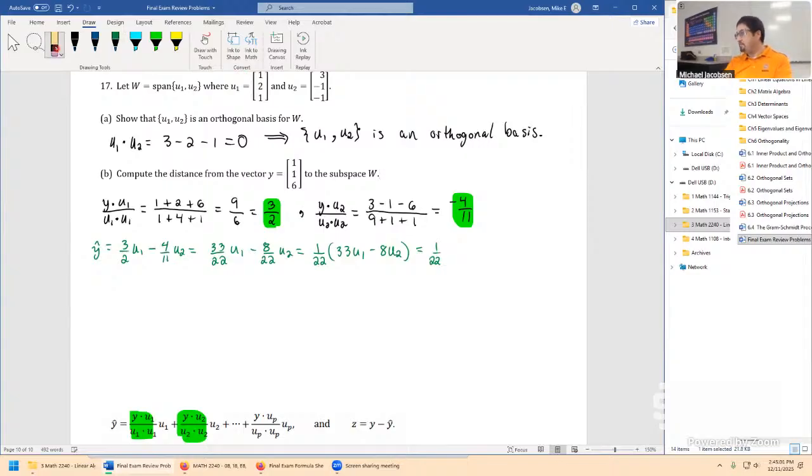Getting mixed up on my brackets here. Let me put a parenthesis. So now that looks like a bracket for a vector. So I have 33 and then 66, 33.